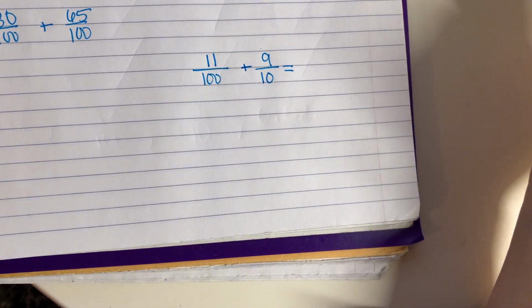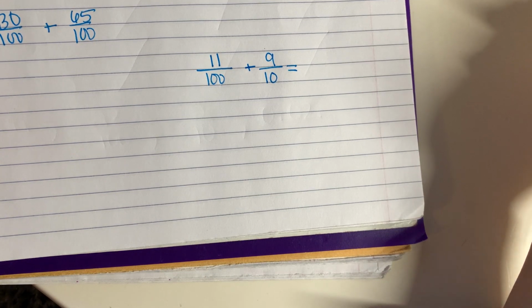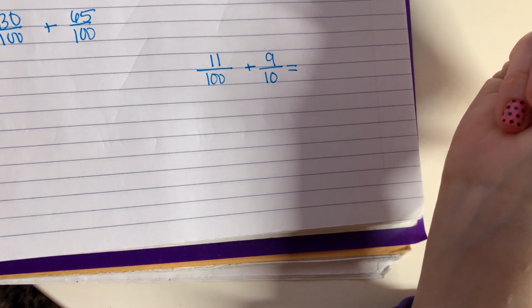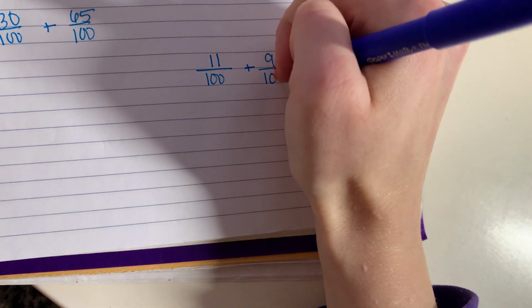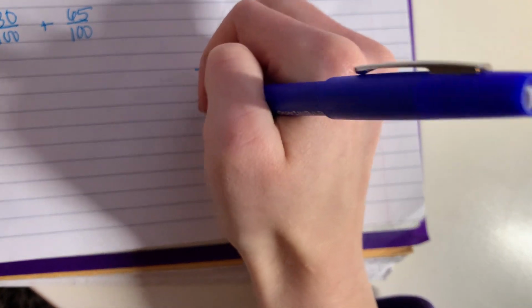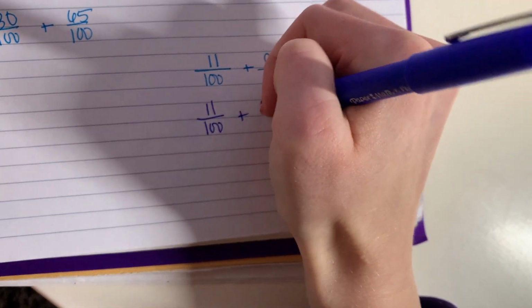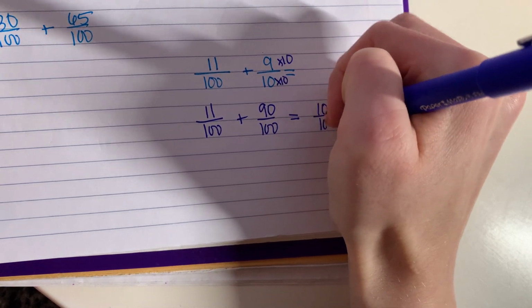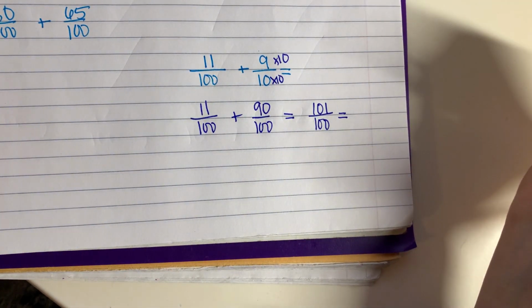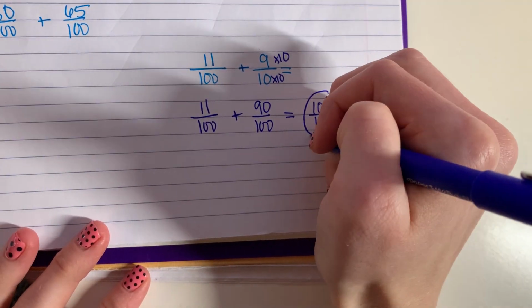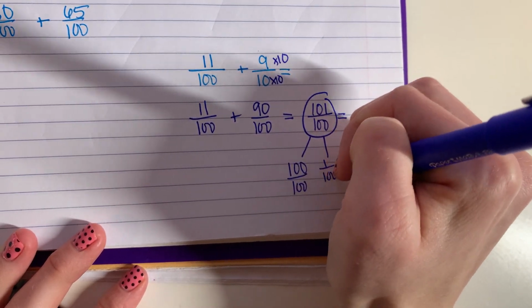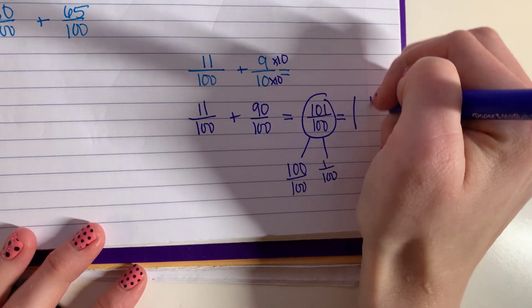11 hundredths plus 9/10. Go ahead and try that one on your own. All right, so let's go ahead and take a look here. I know that 9/10 is equal to 90 hundredths. I can write it out like this, or I can know it in my brain. And that is gonna equal 101 hundredths. But that's an improper fraction and I don't wanna leave it that way. So I'm gonna pull out a whole and have 1 and 1/100th.